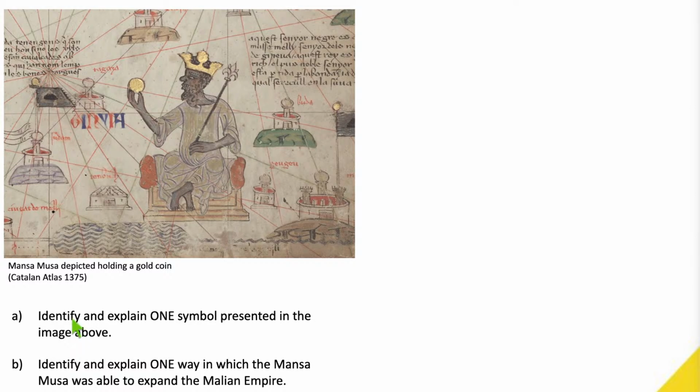The question: identify and explain one symbol presented in the image above, and then identify and explain one way in which Mansa Musa was able to expand the Malian Empire. So here is your clue, right? This is about Mali, which means they are looking at West Africa.